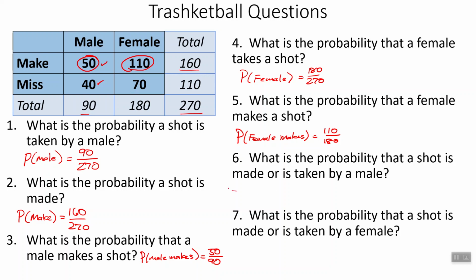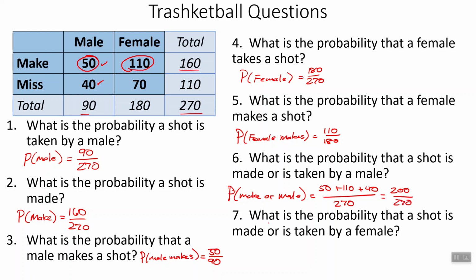So the probability that we make a shot or that it's male that does the shooting is 50 plus 110 plus 40 out of the total. So this is still out of everybody because it didn't say that it was out of only males or out of only females. So we add up this top, and it looks like we're going to get 200 out of 270.